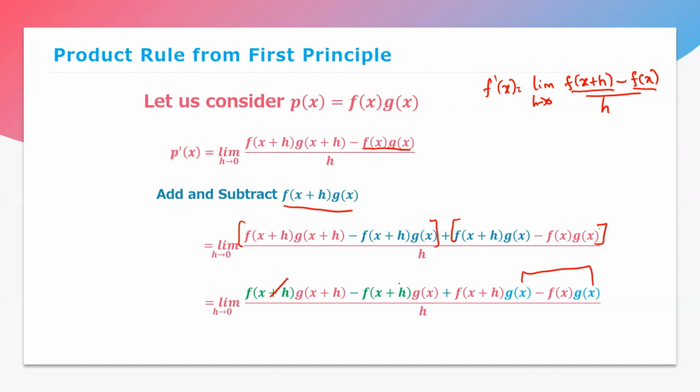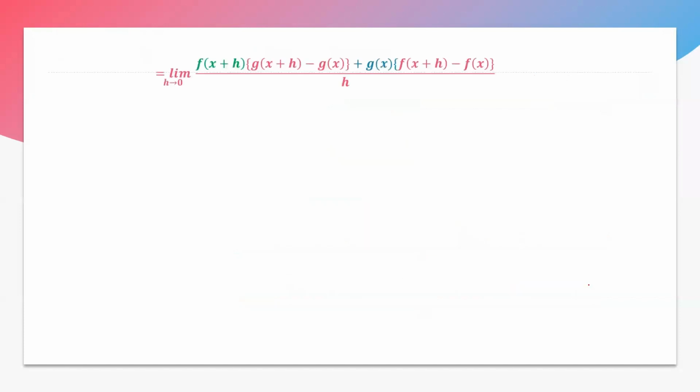So if we take the common factors out, we will get the next step as limit h tends to 0, f of x plus h into g of x plus h minus g of x plus g of x into f of x plus h minus f of x divided by h. Now we are going to split the terms. We have the common base h, so we are going to split it into separate terms. So the next step is limit h tends to 0, f of x plus h into g of x plus h minus g of x by h plus g of x into f of x plus h minus f of x by h.